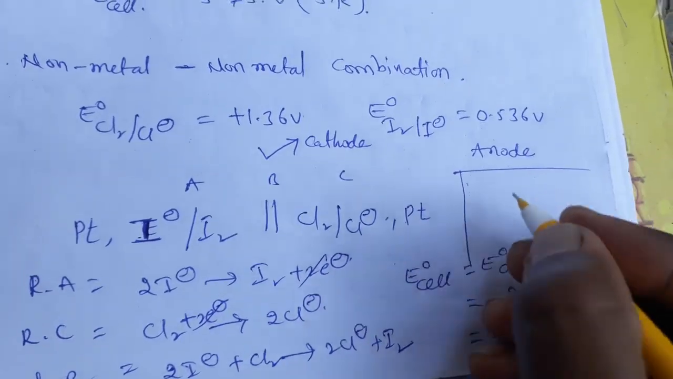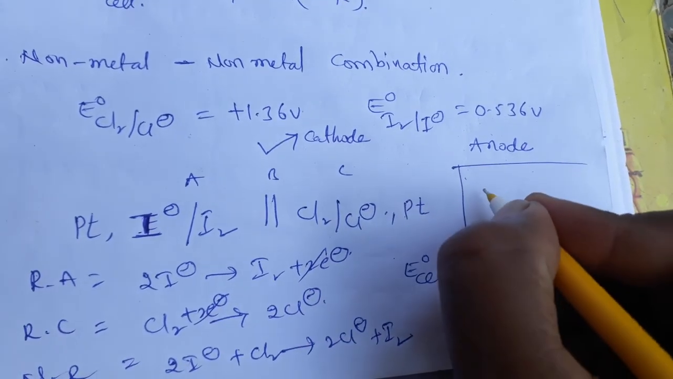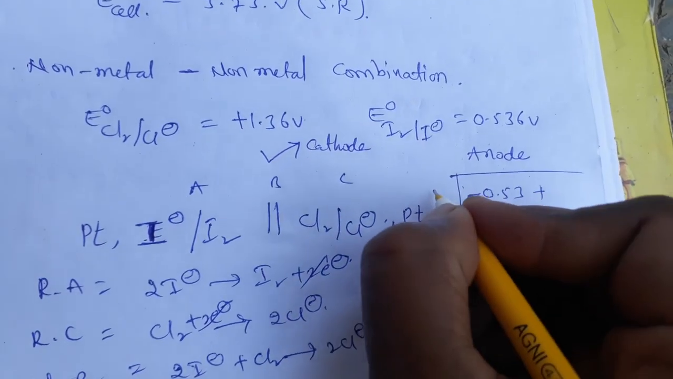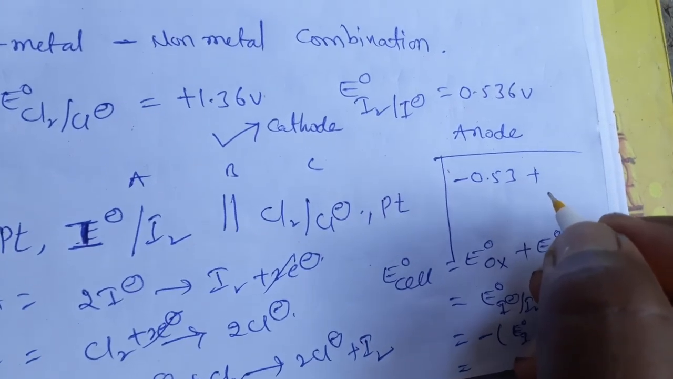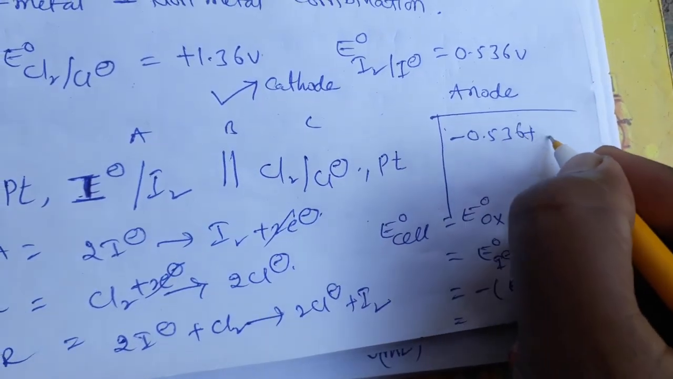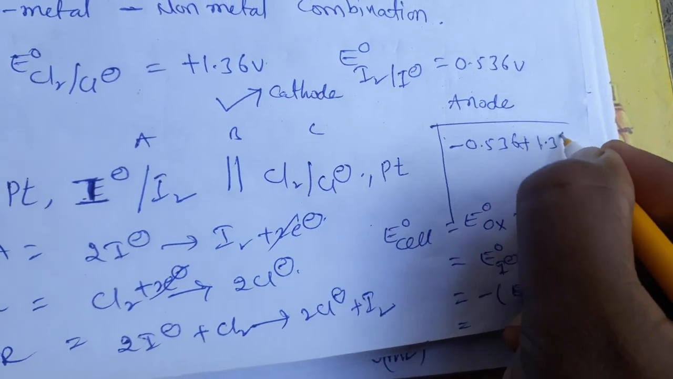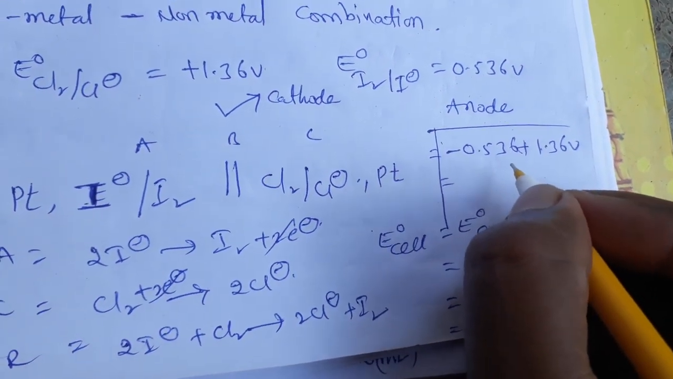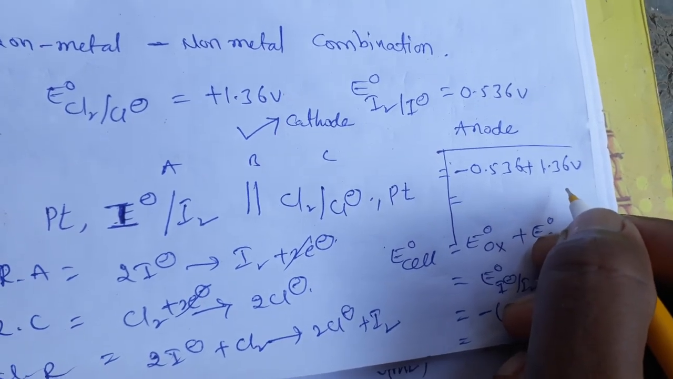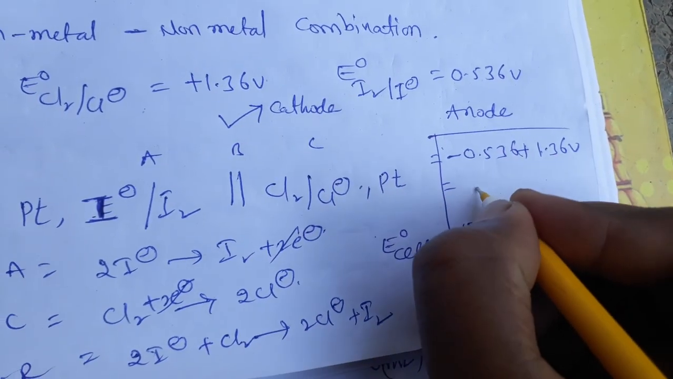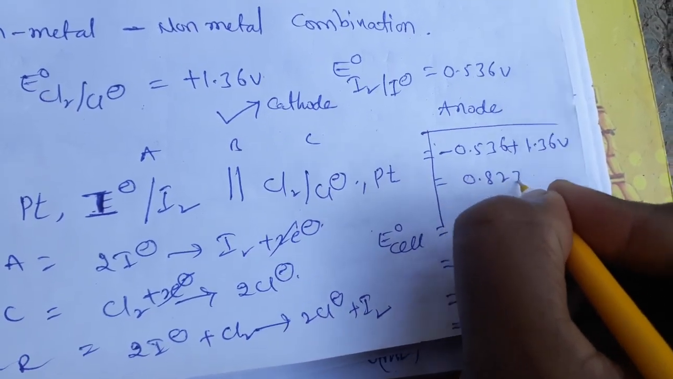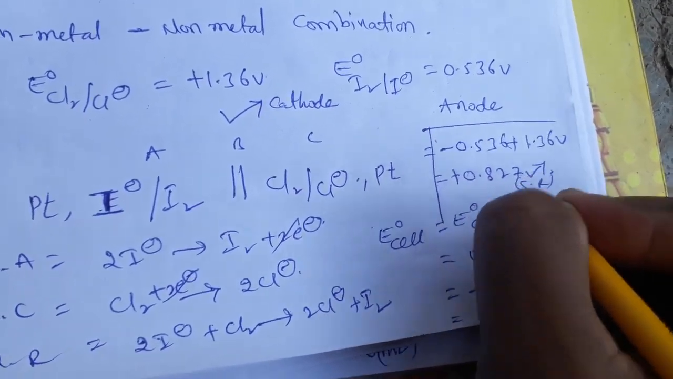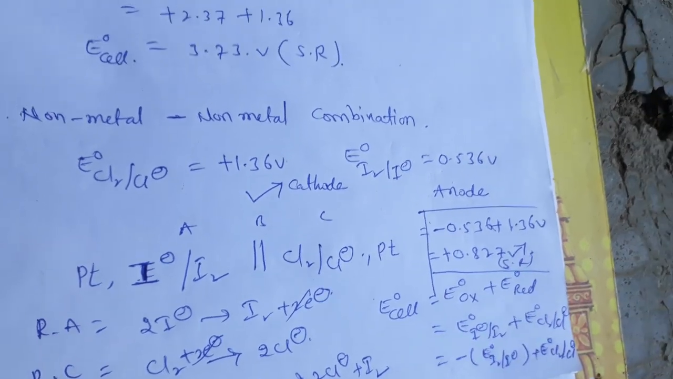So here it is minus of 0.536 plus 1.36 volts. How much will it come? Minus 0.536 plus 1.36 comes around 0.827. This is a positive value, that means it is a spontaneous reaction.